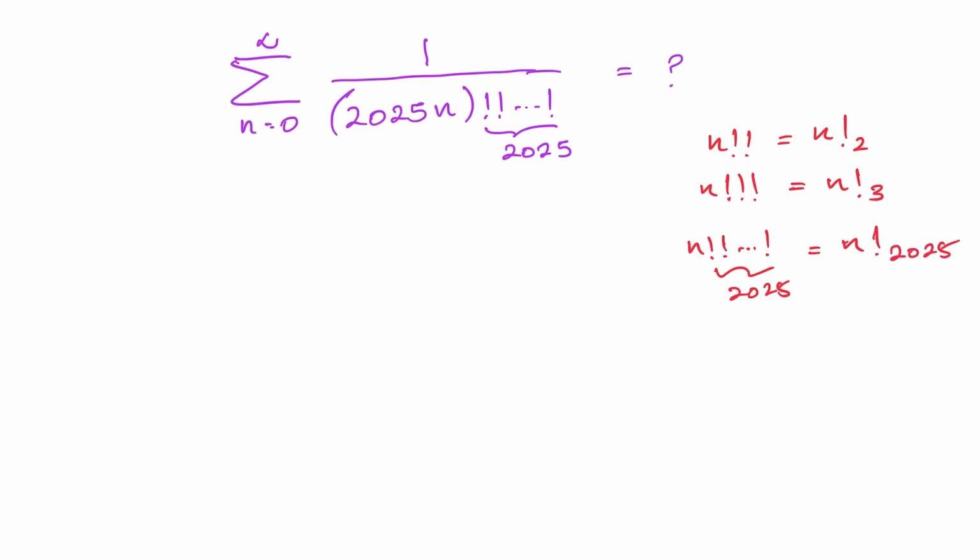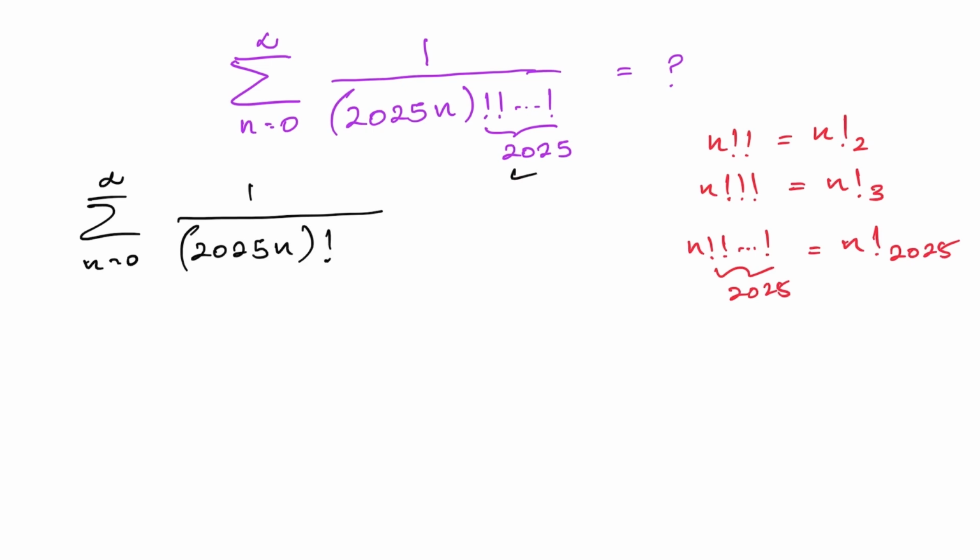Then we can rewrite our question as the sum for n equal 0 to infinity of 1 over 25 times n, here factorial. Now we know here factorial 25 times. Well, now if you look at our question, here we have 2025, a constant, just a number.